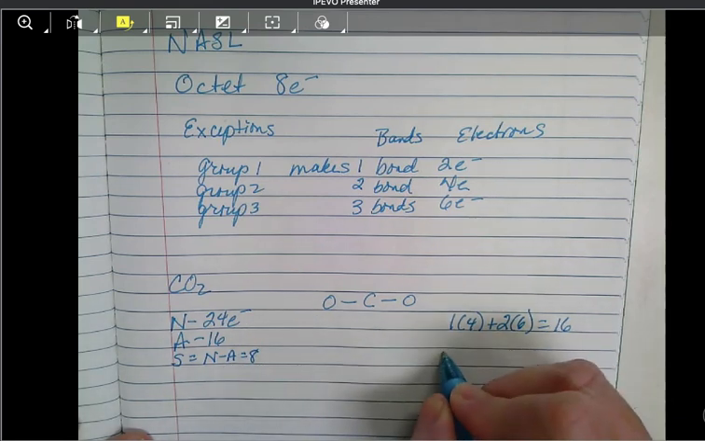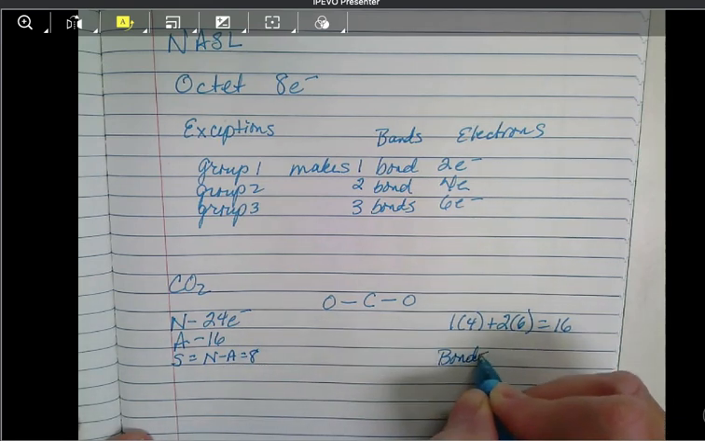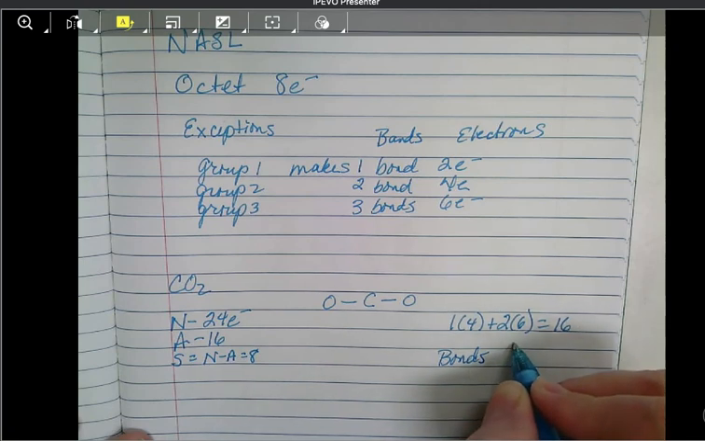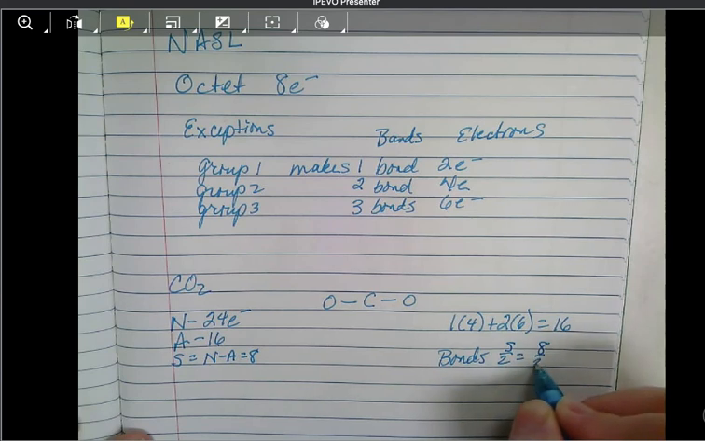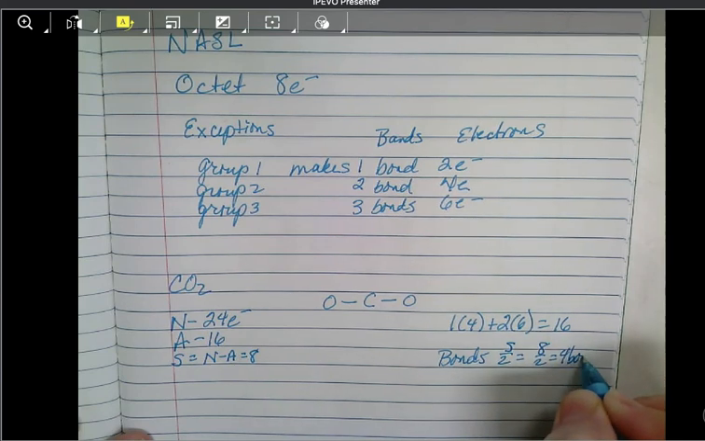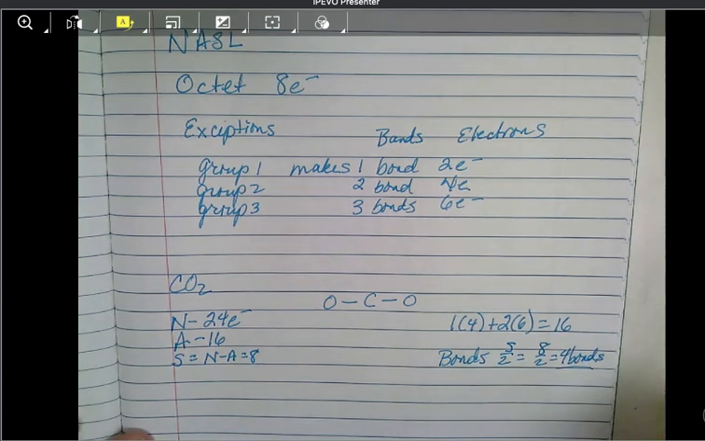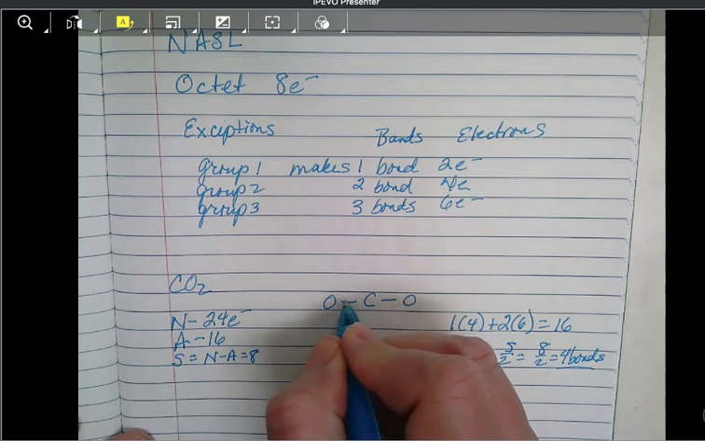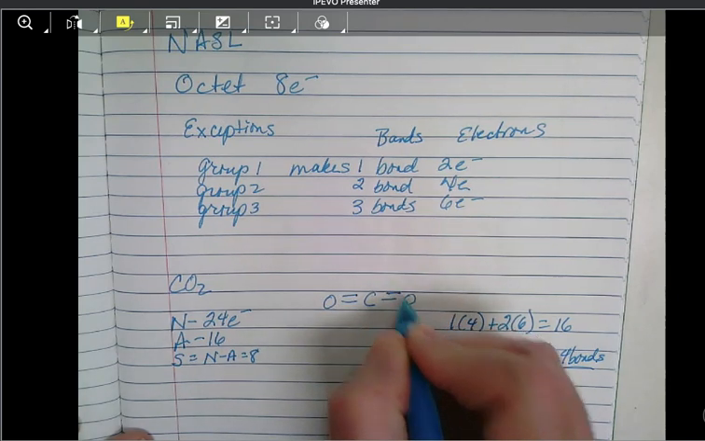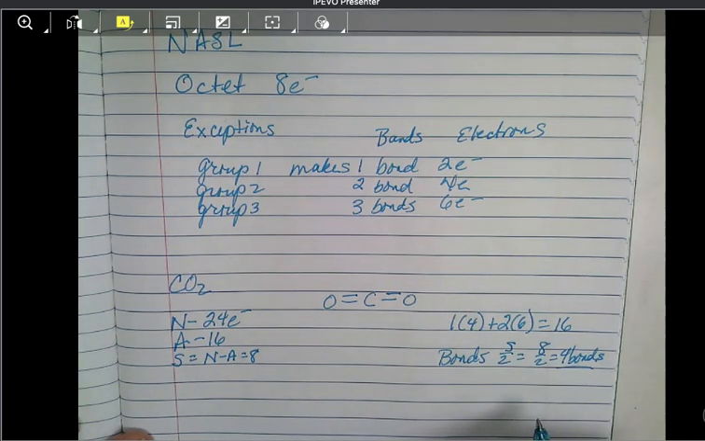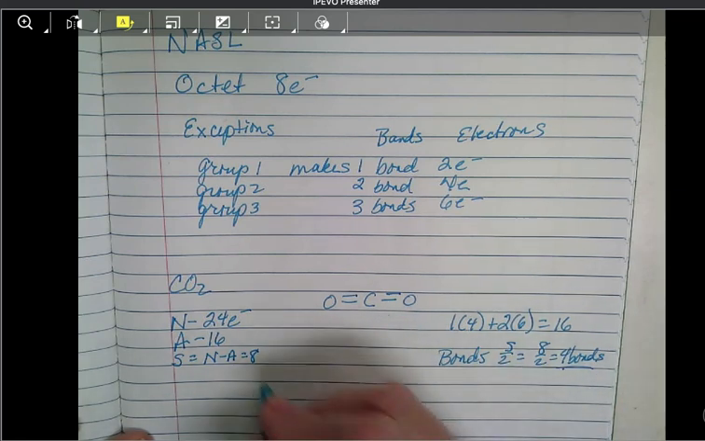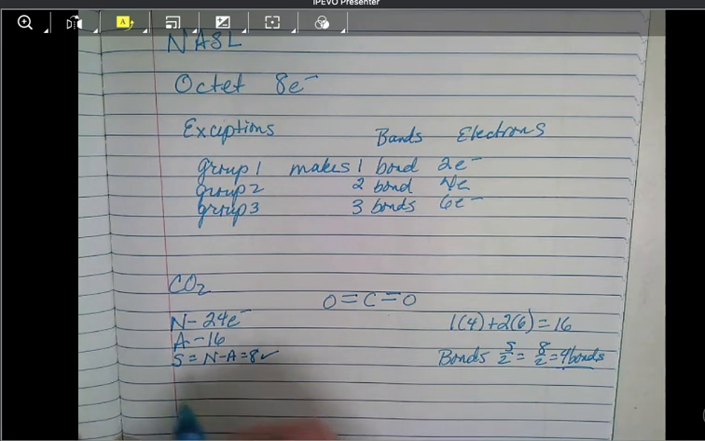To figure out the number of bonds, it's going to be shared divided by 2. So that's going to be 8 divided by 2. That's 4 bonds. Right now, I don't have 4 bonds. I only have 2 bonds. So that means I need another bond for each oxygen to carbon. That gives me my 4 bonds. 1, 2, 3, 4. So now I've got my shared taken care of.